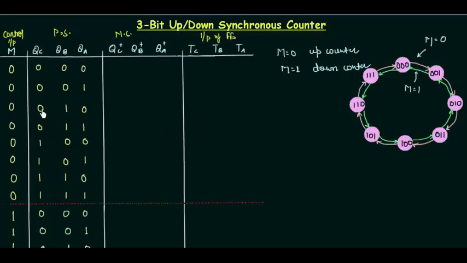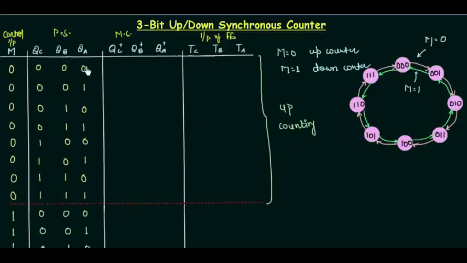We will first find out the next state of the first 8 cases, that is for the up counting, because M is equal to 0, the reason for the up counting. So I will write up counting for the first 8 cases, and we will use this state diagram to find out the next state.